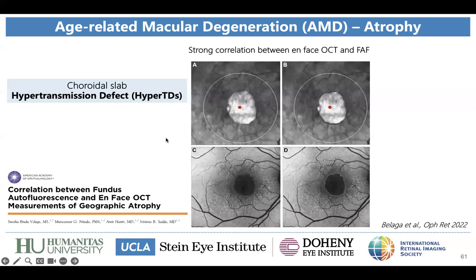It's very important, as Eduardo again was mentioning earlier, the quantification of geographic atrophy and hypertransmission defects, especially in the context of AMD. And actually, several studies have shown that atrophy, as imaged with en face OCT, is extremely comparable to atrophy imaged with FAF, which has been considered for years the gold standard for geographic atrophy quantification.